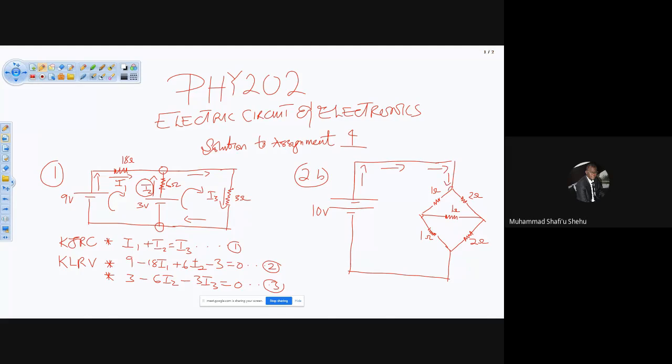At our first junction, we can call it junction A. From junction A, we have a resistor of 1 ohm and a resistor of 2 ohms. So through which of the resistors do you think current will flow first before the other? Is it through 1 ohm or 2 ohm?